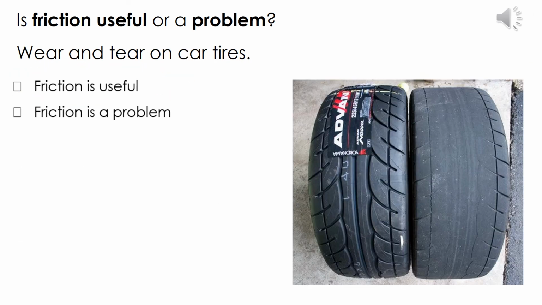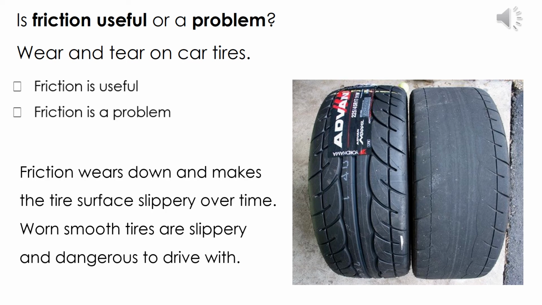What about wear and tear on car tires? We can see on the picture on the left, the car tire has lots of tread, it's brand new, which means we have some grip, we have some friction. The car tire on the right has been worn down and now it's very smooth. We know that friction wears down and makes the tire surface slippery over time. Worn, smooth tires are slippery and dangerous to drive with. Therefore, for wear and tear, friction is a problem.